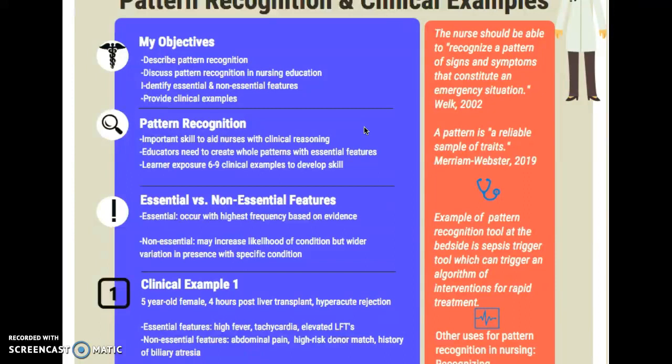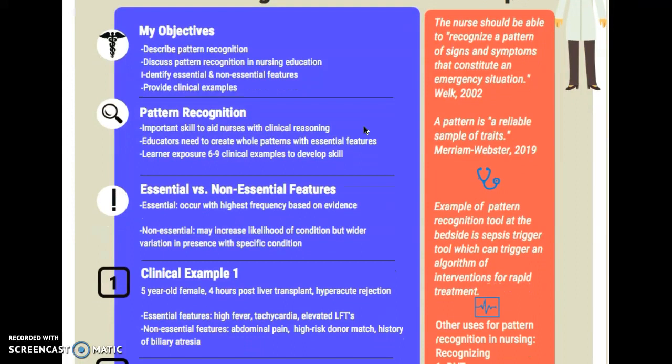So that means that non-essential means that it's a symptom or characteristic that could be part of a clinical picture, and it may even be a risk factor that increases the likelihood of a specific condition. But there is wider variation seen as far as the presence of that specific feature. And so it is not something that is immediately recognizable as part of a specific clinical picture.